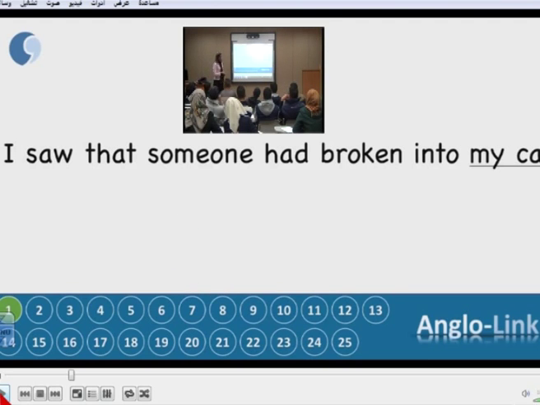Okay. If we look here, "I saw that" means it is a clause, an additional sentence. So you're not going to deal with this. What is the main verb? What is the verb we are talking about? "Had broken into." This is the verb. So "someone" is the subject, that's right. "Had broken into" is the verb. "My car" is the object.